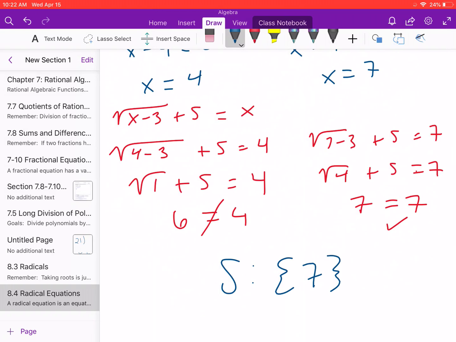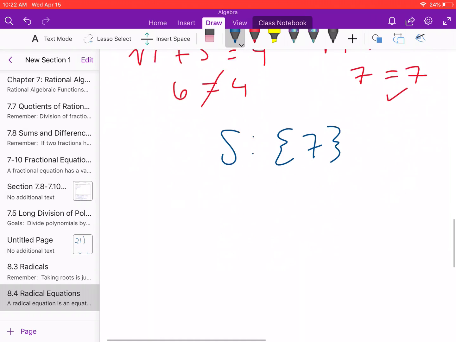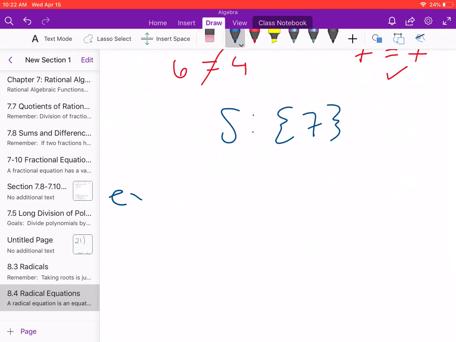Let's take a look at another one. And let's say we have two radicals. If we have two radicals, it's going to look like this. If you are asked to solve the square root of 2x minus 15 equals the square root of x plus 5.